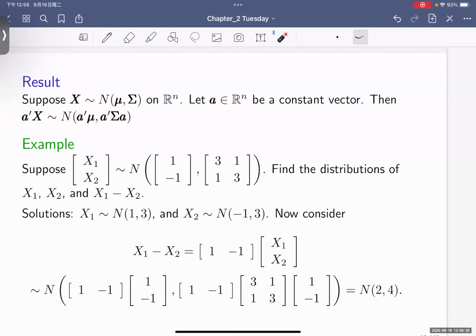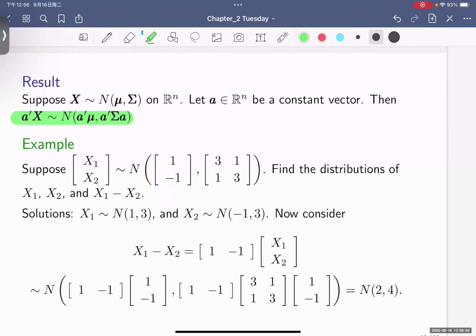I will not try to demonstrate it, but here is an example of how, given a certain mu and sigma, you can find the distribution of a transpose x. The proof of this we will not require because it is a little bit complicated to demonstrate. Just use this directly later on.